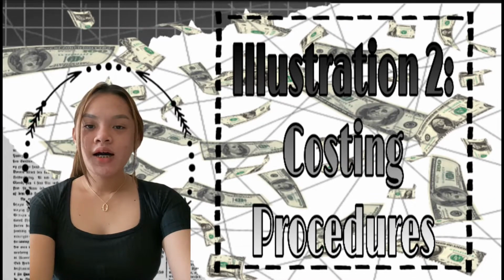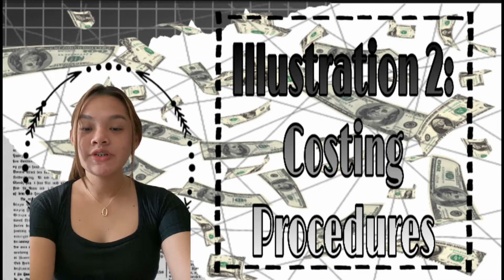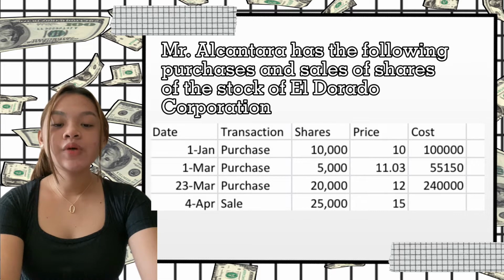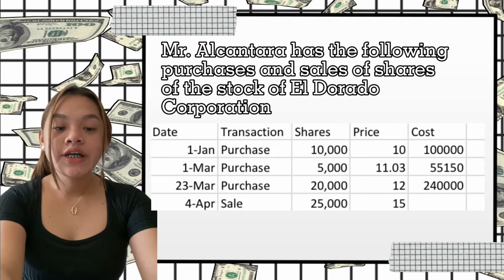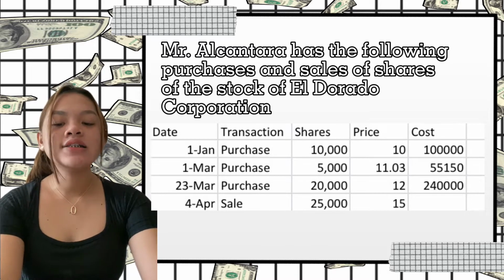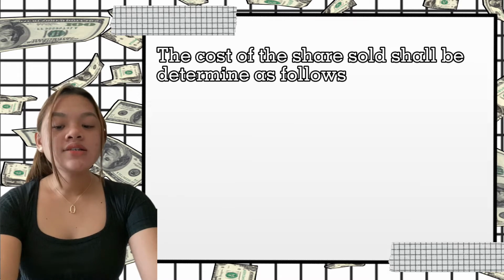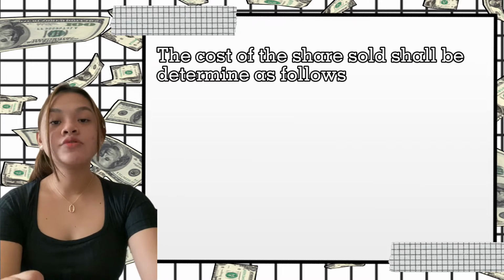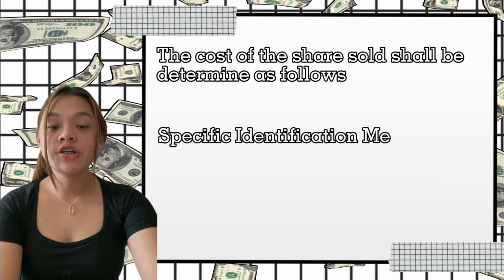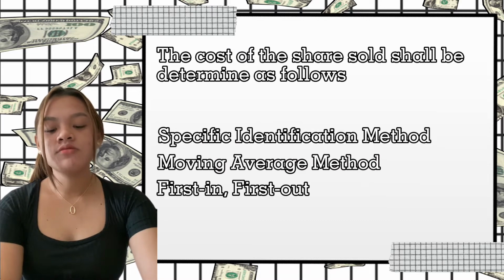Good day everyone. The topic that I will discuss is all about illustration to costing procedures. Mr. Alcantara had the following purchase and sales of shares of the stocks of El Dorado Corporation. Here are the dates, transactions, shares, price, and cost. The cost of the share shall be determined as follows. We will be using three methods: the specific identification method, moving average method, and first in, first out method.